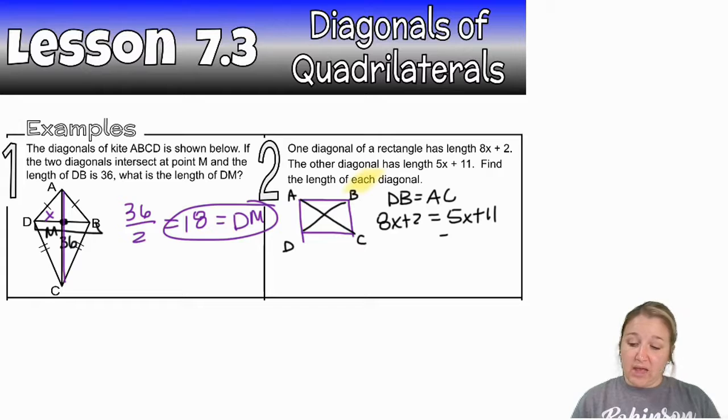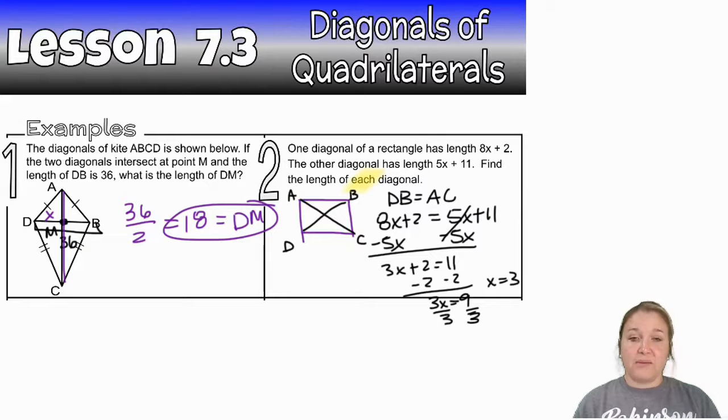And now I'm going to solve for x, so subtract 5x on each side. So 3x plus 2 equals 11. Subtract 2, and 3x equals 9. Lastly, dividing by 3, x is equal to 3.